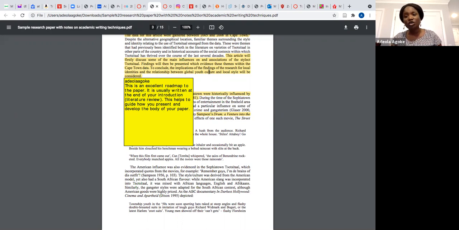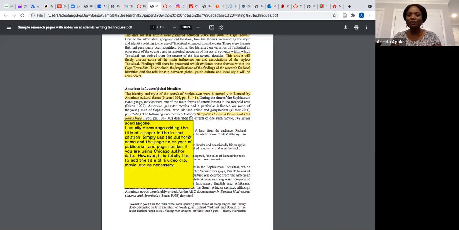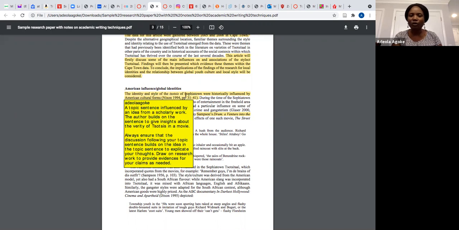So at the end of your literature review, you want to give us a roadmap of what to expect in the body of your paper, and look at how this writer is beginning the body of his paper. American influence, global identity. So the identity and style of the Tutsis of Sophiatown were historically influenced by American cultural forms. Full stop. That is a topic sentence. And here this guy is drawing his topic sentence from a quotation. Yours doesn't have to be that.